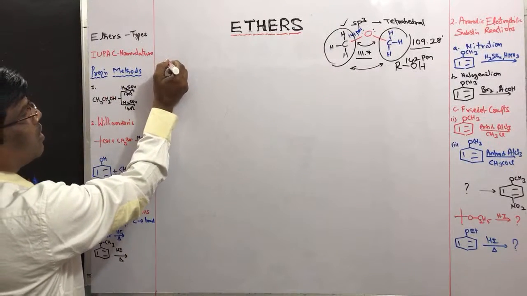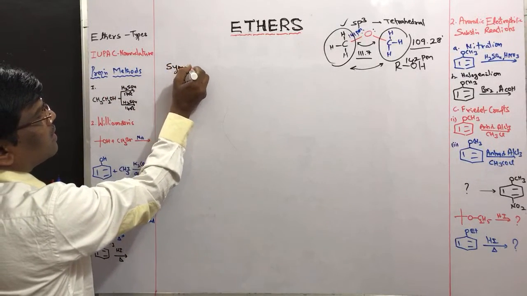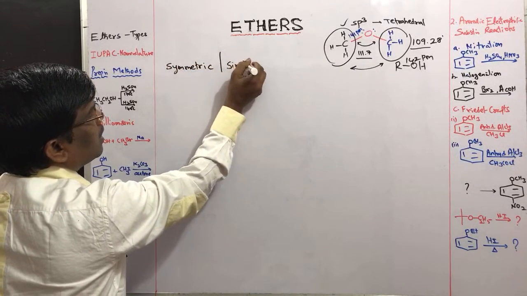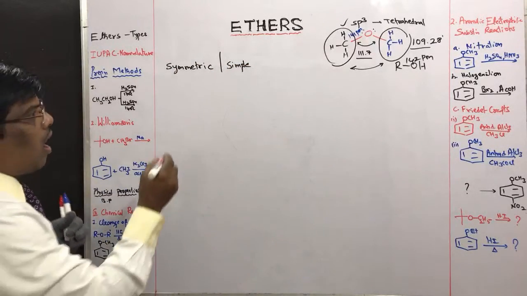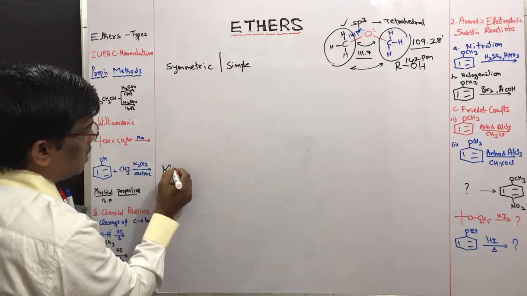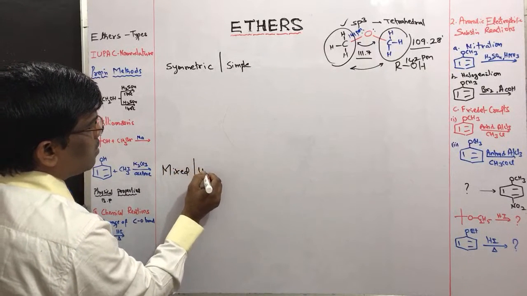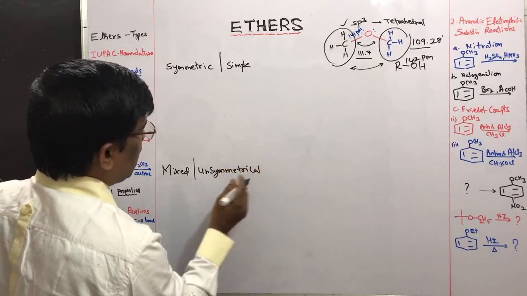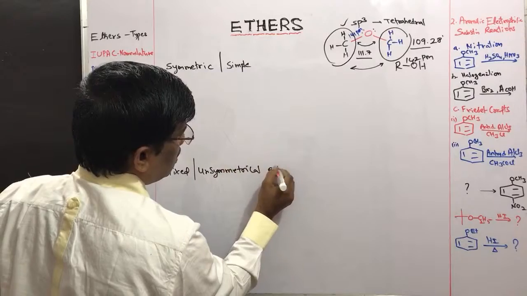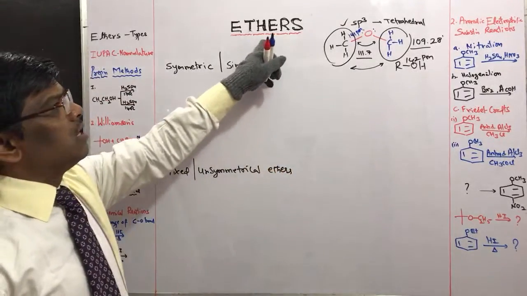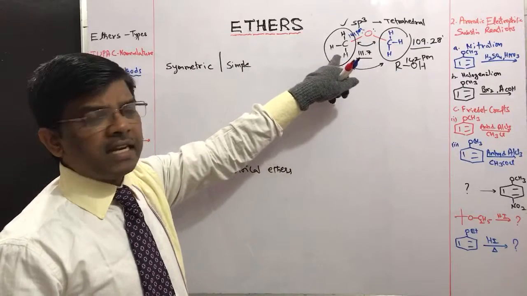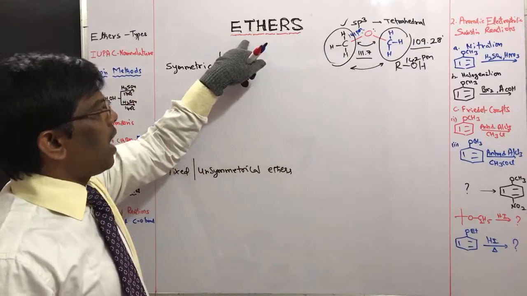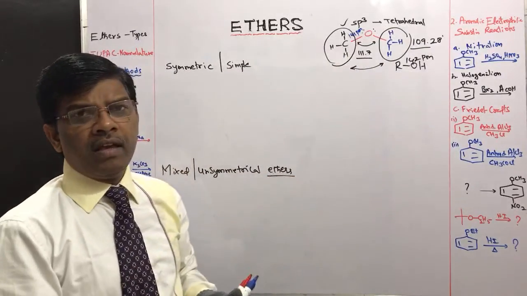We commonly come across symmetric or simple ethers, or mixed or unsymmetrical ethers. That means the ether has different groups. The usual nomenclature follows whatever the group is, whether it is an alkyl or aryl group: take the name of that group and add ether at the end of the name.